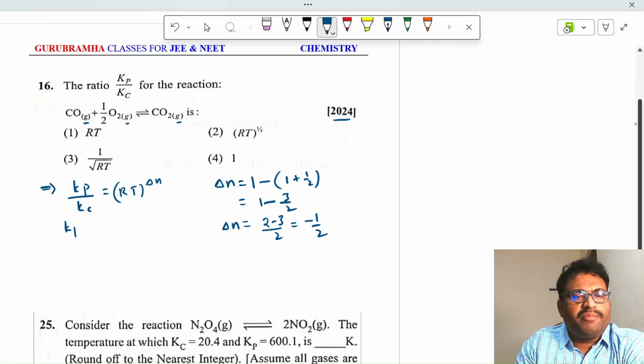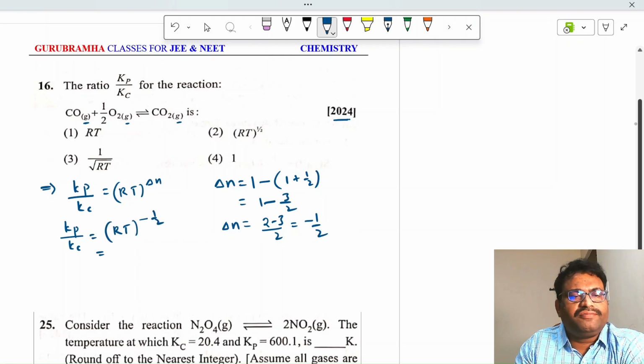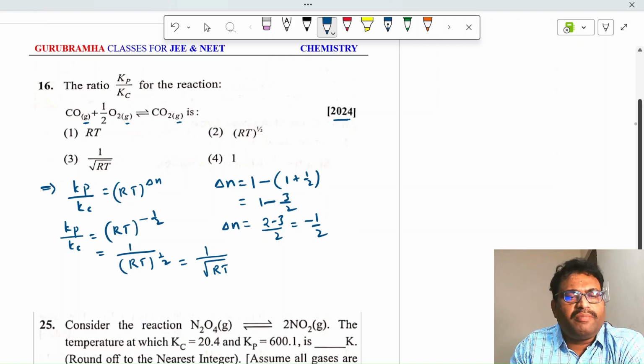Then I can write Kp by Kc is equal to RT power minus 1 by 2, that is equal to 1 by RT power 1 by 2. I can write it as 1 by root RT, because power 1 by 2 means root RT. So where do we have that option? We have that option here, the third option. Are you finding? Yes. So such simple questions can also be asked in the examinations.